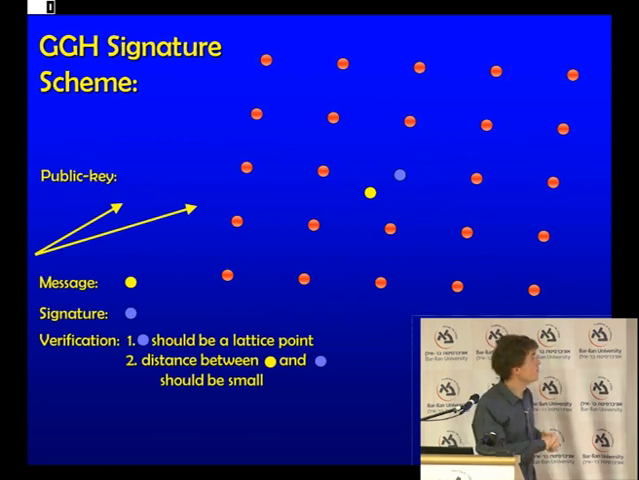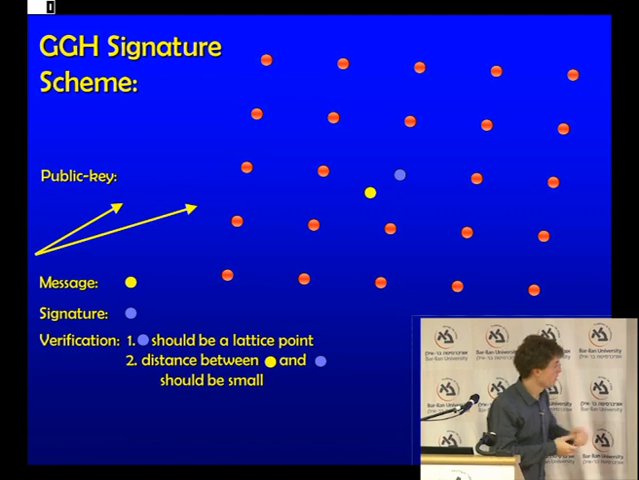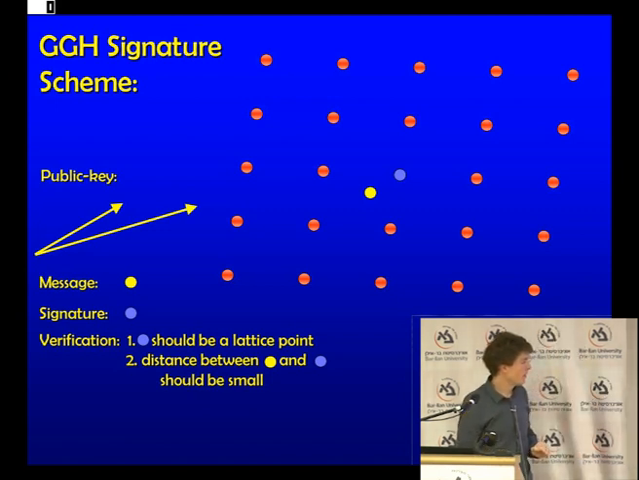Now I don't have the private key anymore. Now I'm just using the public key, and I want to verify the signature. All I do is I look at these two points, and I check that the signature really is the lattice point, which I can do efficiently. And I also measure the distance between the two, and I check, this should be somewhat small. And that's basically the idea.